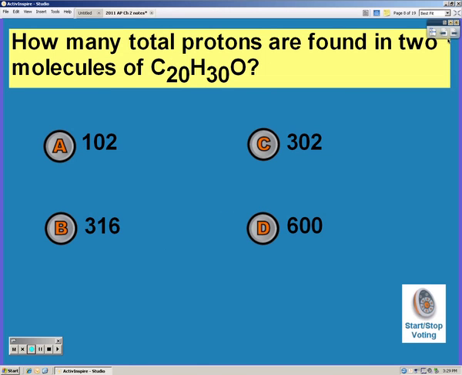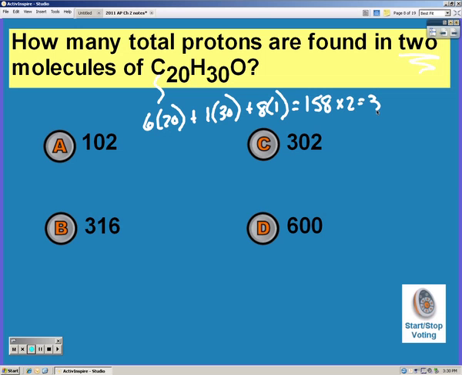You're trying to find the total protons in 2 molecules of C20H30O. Well, each carbon has 6 protons, but we have 20 of them. Each hydrogen has 1, but we have 30 of them. And each oxygen has 8, and we have 1 of those. So altogether, that gives us 158. But we want to know in 2 molecules, so we need to multiply that by 2, which gives us B as in boy, or 316 protons. So make sure you read carefully.